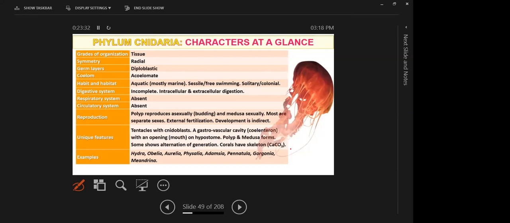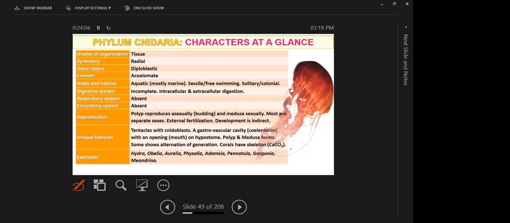What specimen? Slides. Permanent slide. We have Hydra in our lab. We also have a set of slides. If you all can come one day, I will show you all the slides. Like all CBS. Pennatula, Gorgonia and Meandrina. So you have to remember Obelia, Aurelia, Adamsia, Physalia.